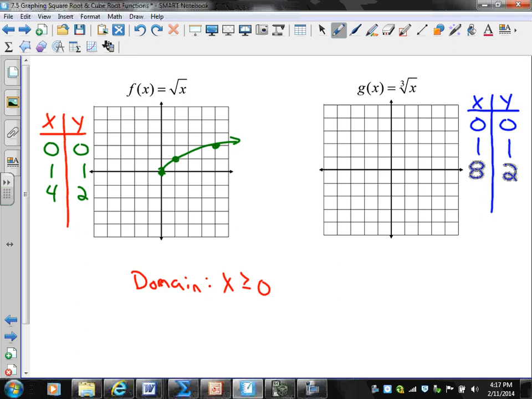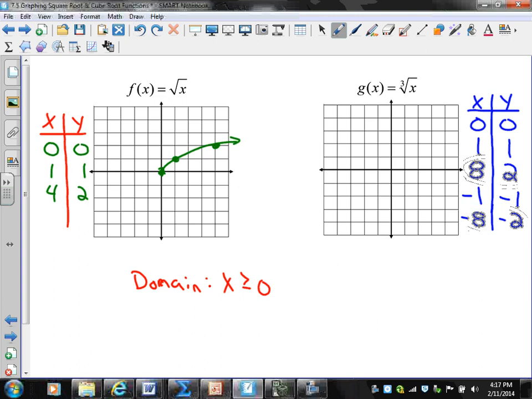With the cube root, we can also take the cube roots of negatives, right? I can do the cube root of negative 1. Well, that's negative 1. The next one I can do is the cube root of negative 8, and that's negative 2. And this list would continue. If you notice here, we get what are called reflection points, right? 8, 2 and negative 8, negative 2 are both on the graph. So let's see what this does to it.